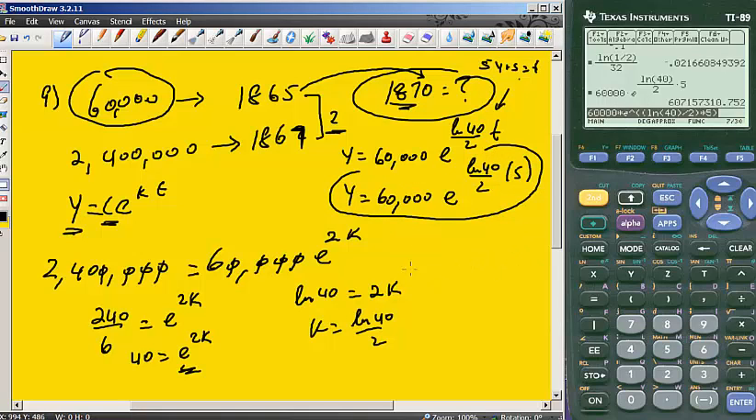So it tells me the population is going to be 607,157,310, and I have to ignore the decimal at the end because I'm not going to have a 0.75 rabbit. So put some commas here, and we'll be done. There it is. That's how many rabbits we will have in 1870.